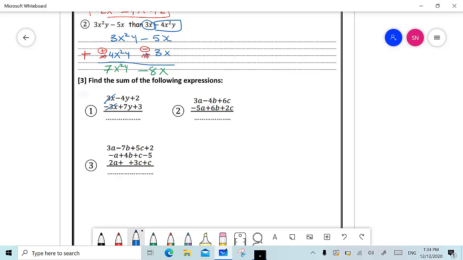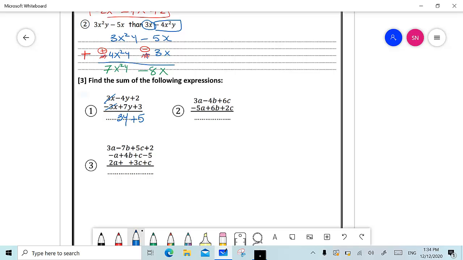Now let's go and see what is negative 4 plus 7. Negative 4 plus 7, this is equal to positive 3y. And positive 2 plus positive 3, this is equal to positive 5. Let's go now for number 2. I have 3a, negative 4b plus 6c, and I want to add it to negative 5a plus 6b plus 2c.